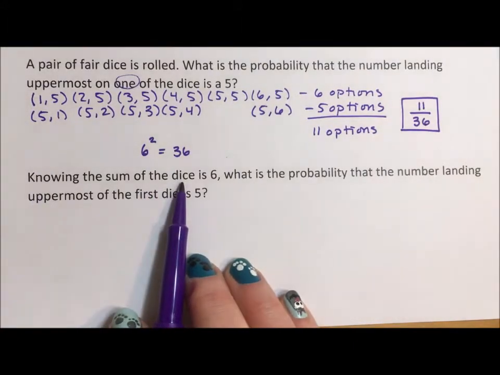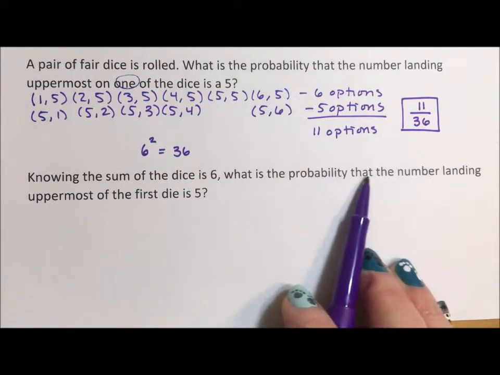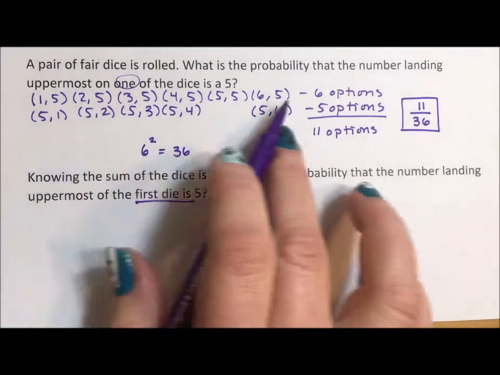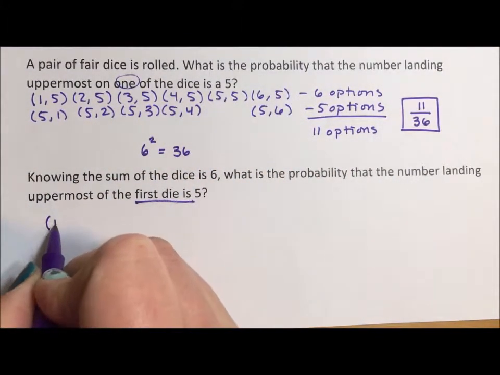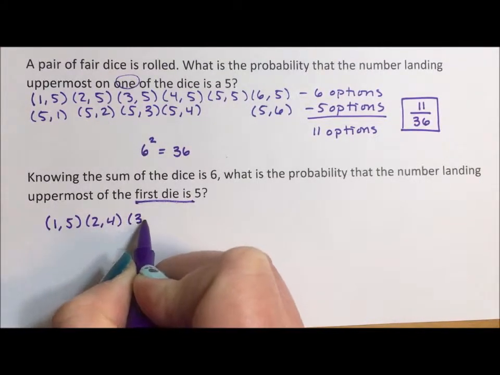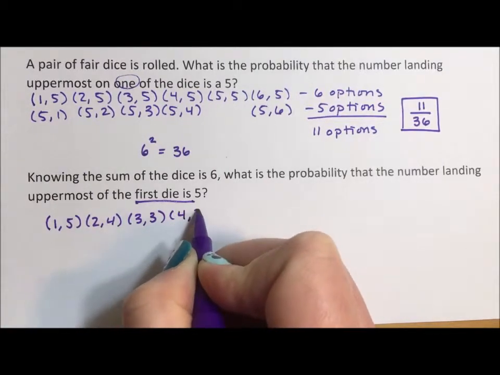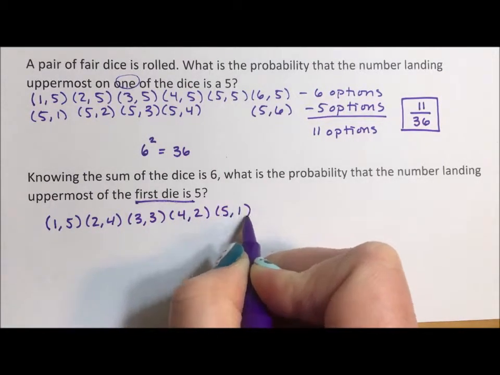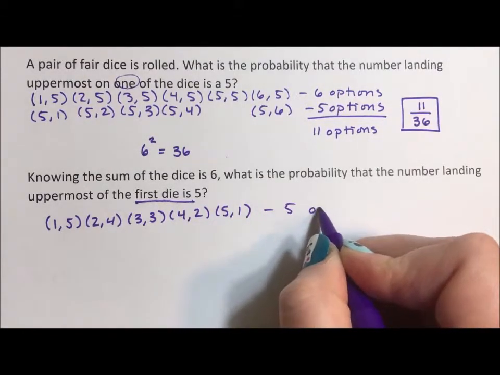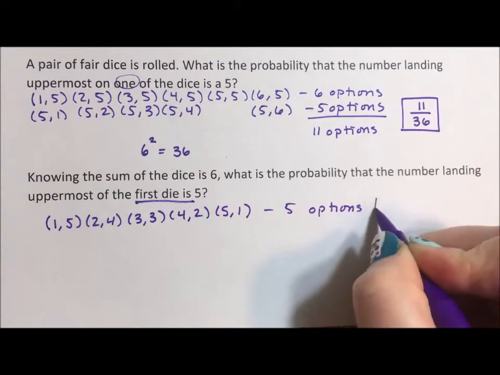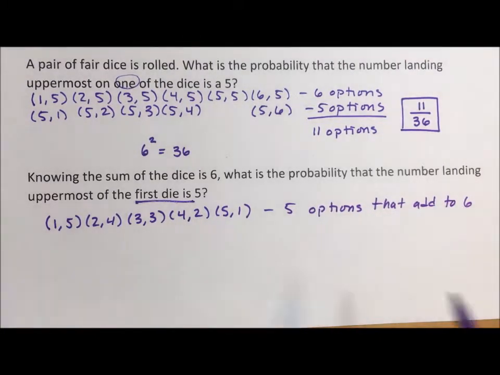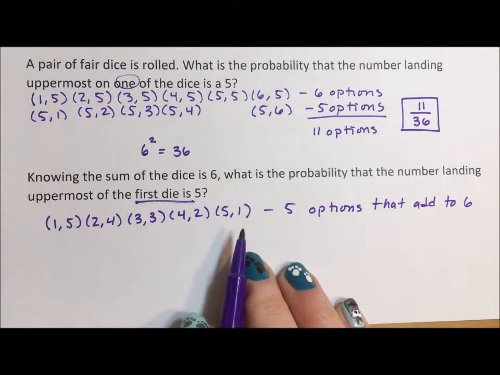Knowing the sum of the dice is 6, what is the probability that the number landing uppermost on the first die is 5? Okay, so let's do what we just did there. 1 plus 5 is 6, 2 plus 4, 3 plus 3, 4 plus 2, 5 plus 1. So if we look, there are exactly 5 options that add to 6. So first I laid out my total new sample space.